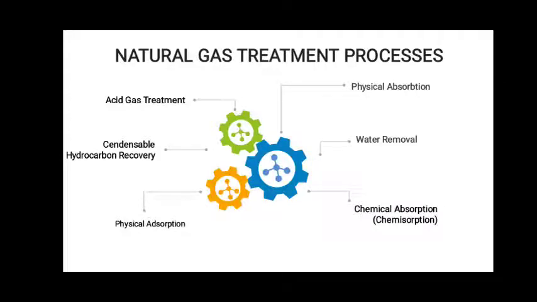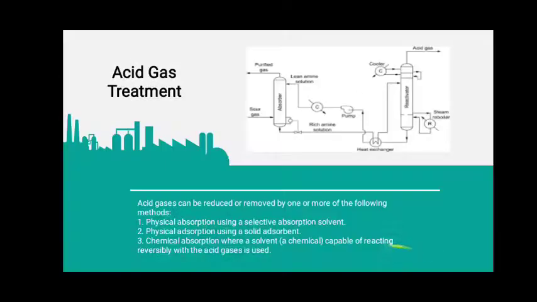Next is natural gas treatment processes. Actually, the natural gas treatment process is separated into three processes: acid gas treatment, water removal, and condensable hydrocarbon recovery. Acid gas treatment is separated into three again: physical absorption, physical adsorption, and chemical absorption. First is acid gas treatment.